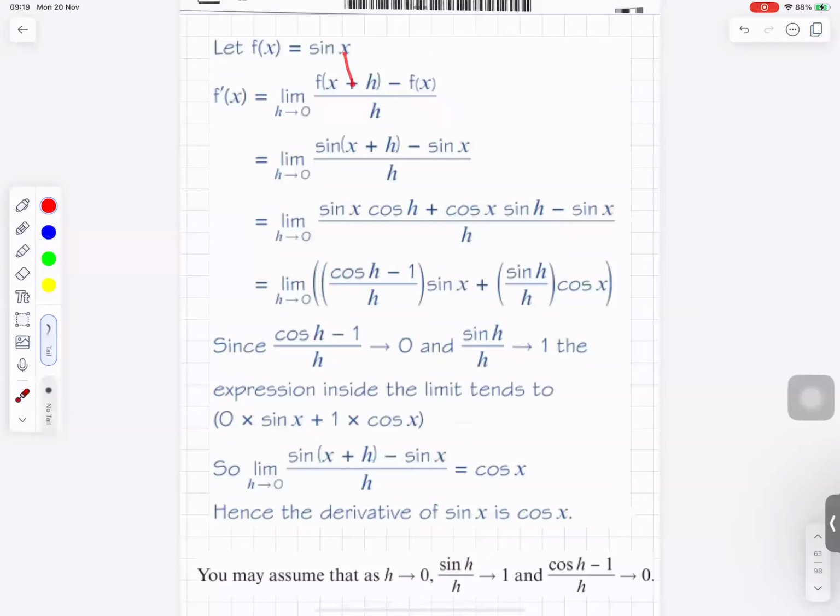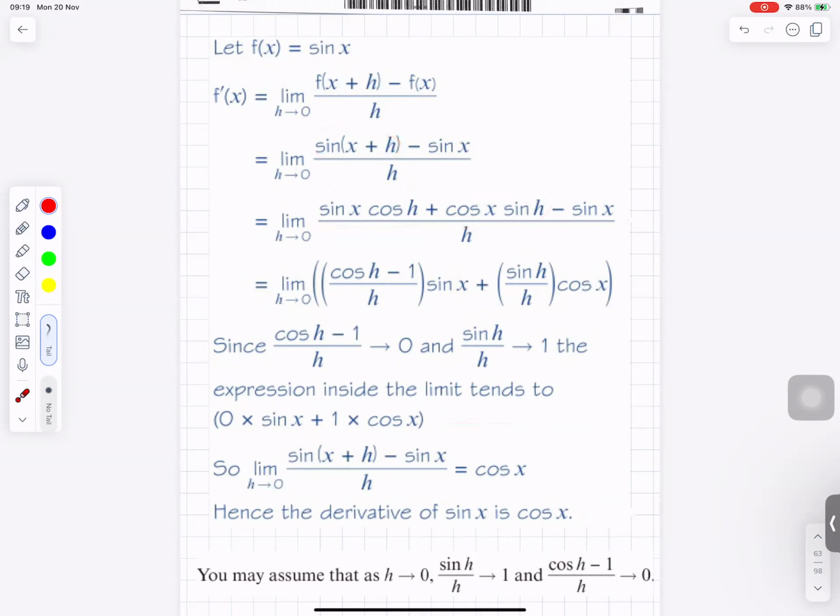So instead of x, you put sine of x plus h, minus sine x. Minus f of x is our sine x. So in that formula, you put f of x plus h. That means you replace x with x plus h, and then put the minus sine x, divided by h. Now, what do we do with sine of x plus h? That's the problem. You go into that compound angle formula and expand it. So it becomes sine x cos h plus cos x sine h, which you expand.